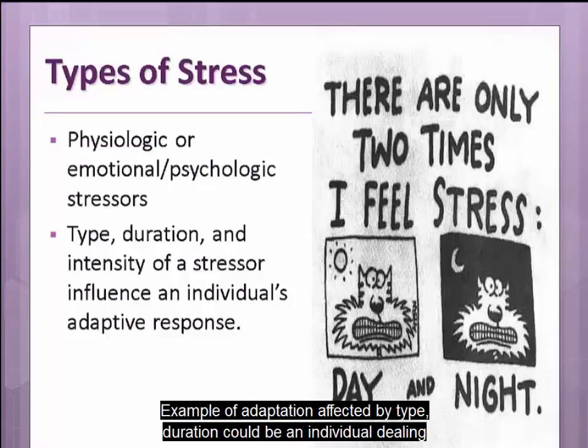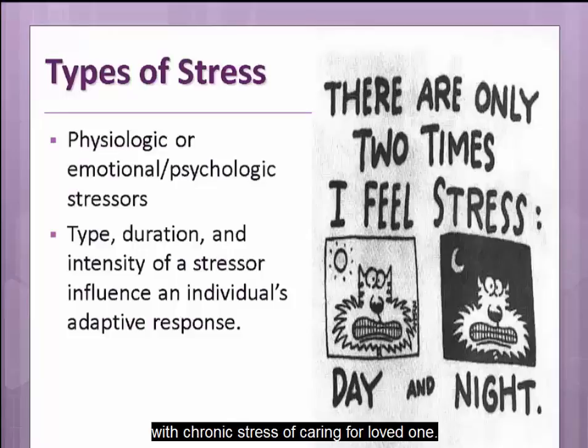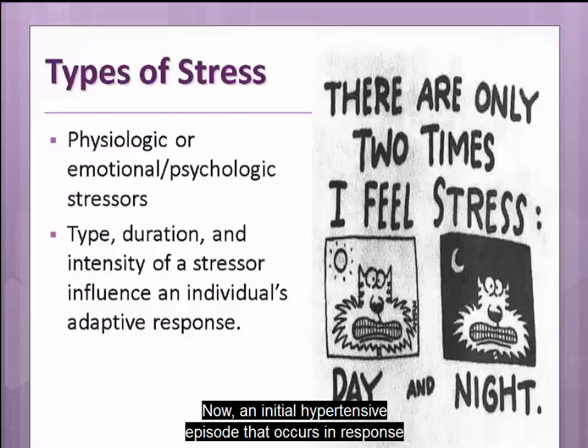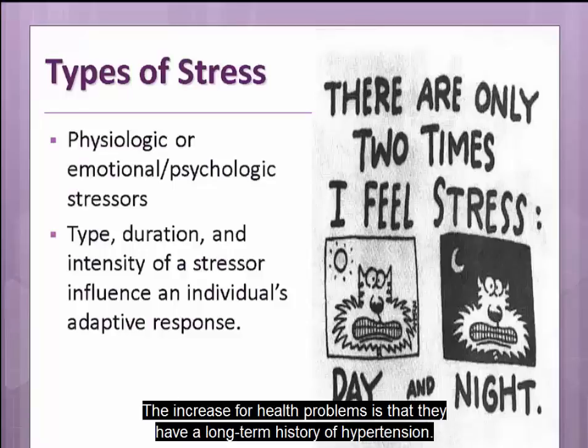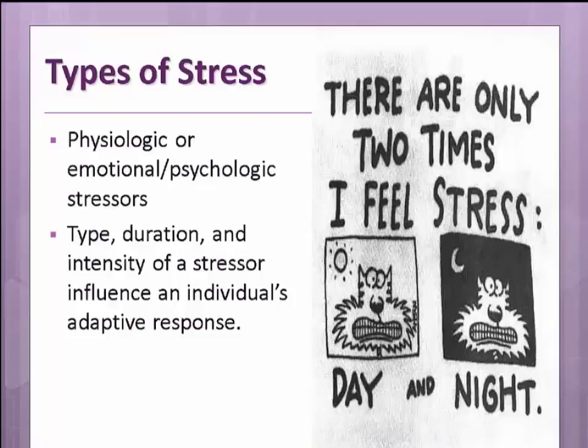An example of adaptation affected by type and duration could be an individual dealing with the chronic stress of caring for a loved one. Now, an initial hypertensive episode that occurs in response to an acute stress does not increase the risk for health problems. The increase for health problems is that they have a long-term history of hypertension.